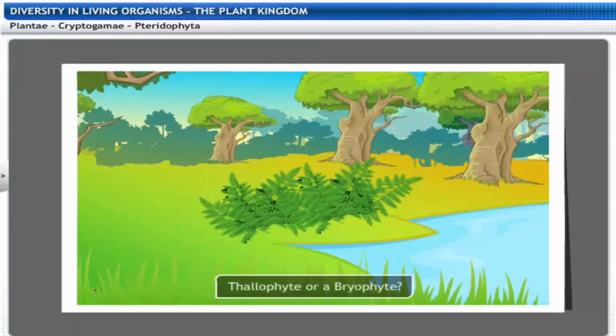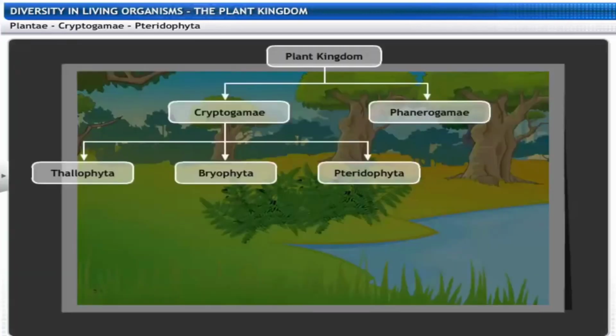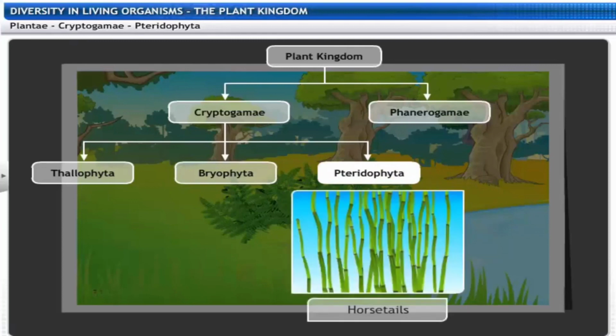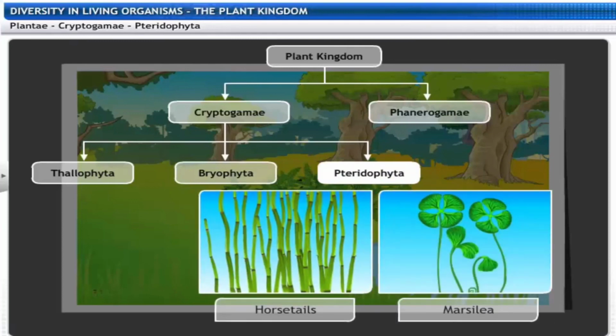As you can see, this plant has well-formed leaves. What do you think it is? A thallophyte or a bryophyte? Well, actually, it belongs to neither of the two groups. This plant is a fern, and it belongs to the third group under Cryptogamae. This third group is known as Pteridophyta. Horsetails and Marsilea are also pteridophytes.